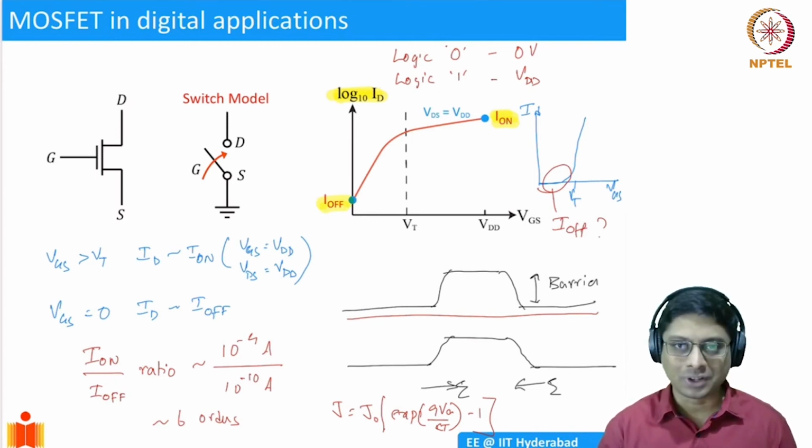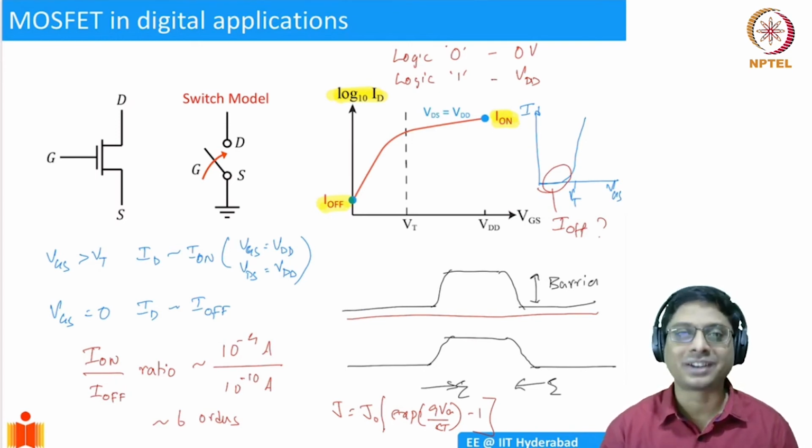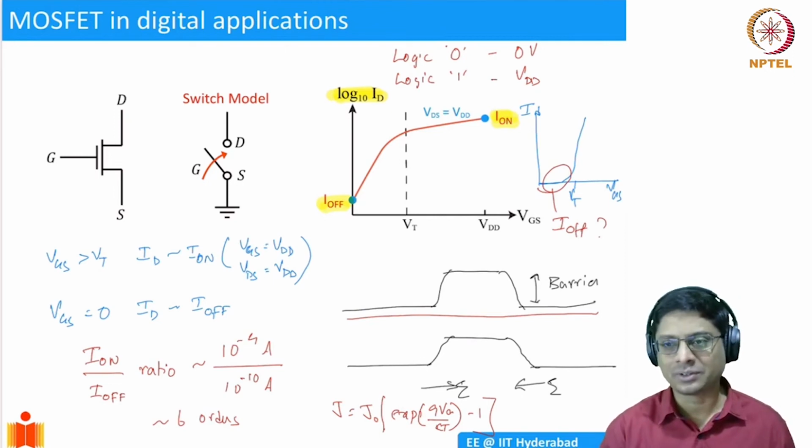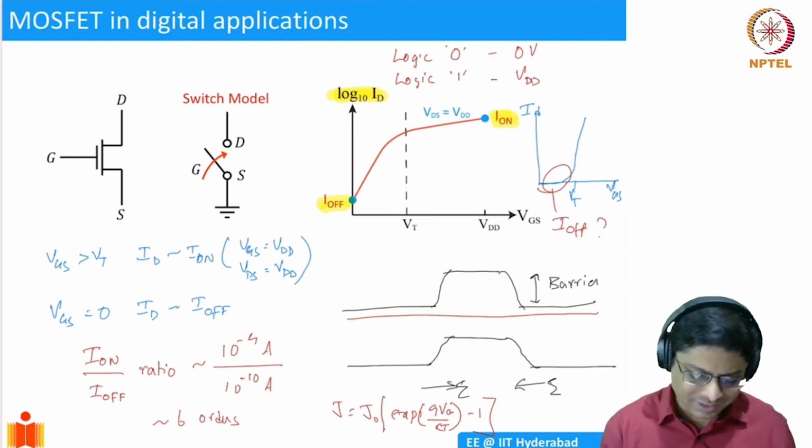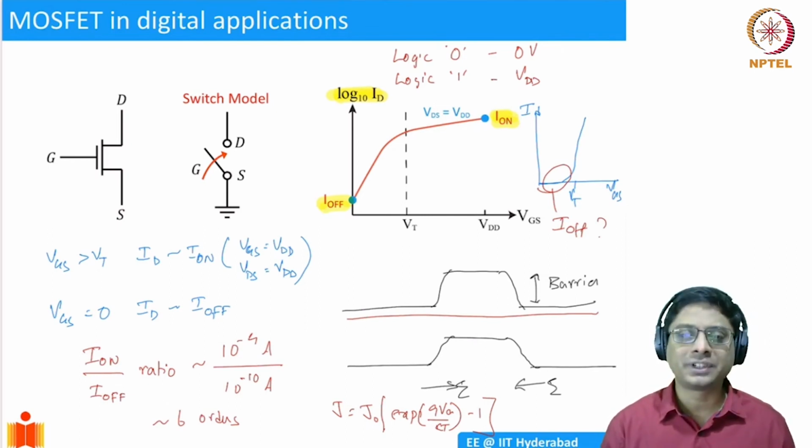It might seem small, but then remember there are 1 million transistors. So it can be a substantial amount. So we always worry about the power dissipation whenever we are talking of mobile circuits, mobile chips. Anyway, so this is the application of a MOSFET in the digital domain.